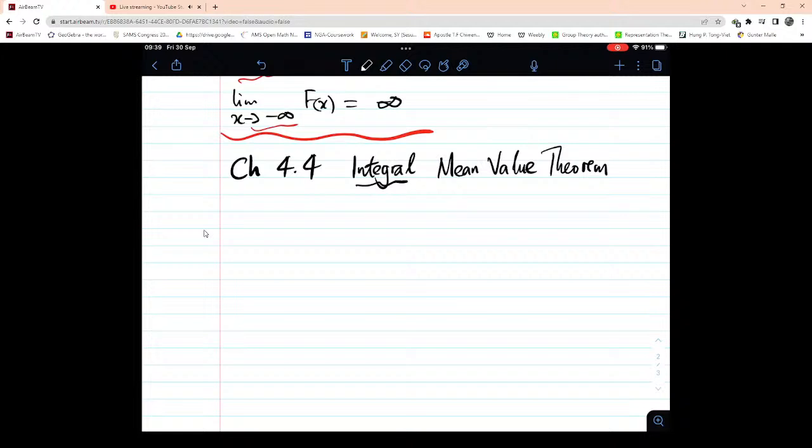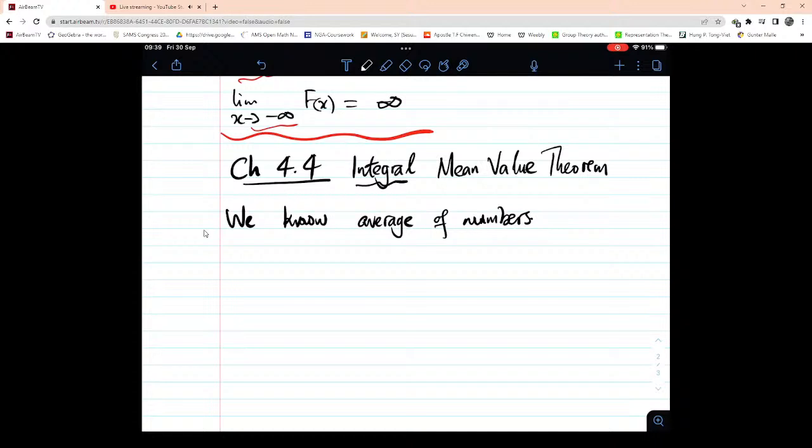But before we do that, we are going to have something which is the average of a function. We already know how to find the average of numbers, right? If you have got a set of numbers and you want to find its average, you just take the sum of all the numbers in that set and then you divide by the cardinality of that set.